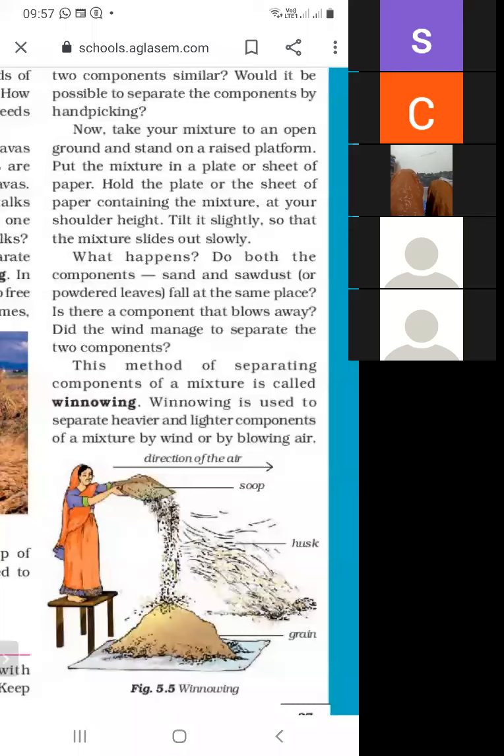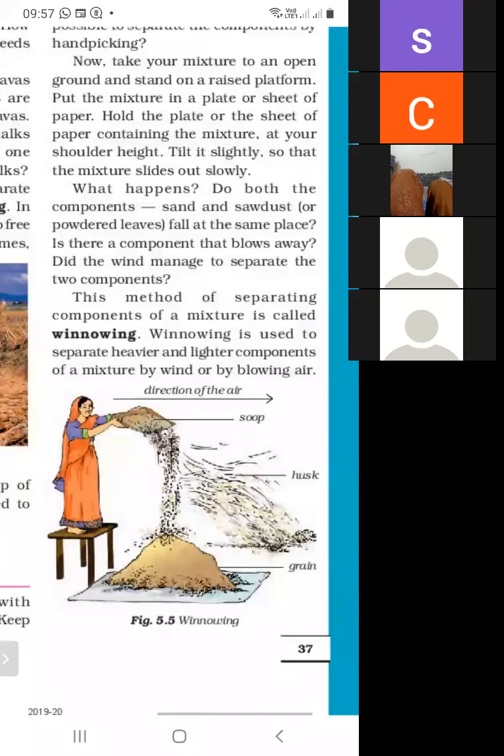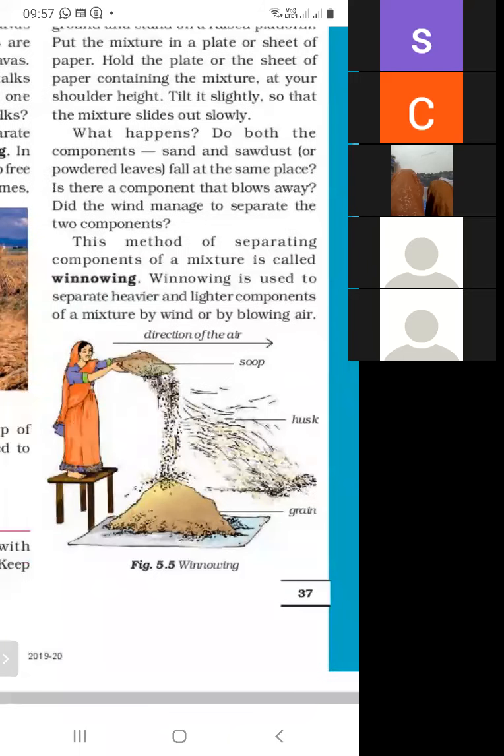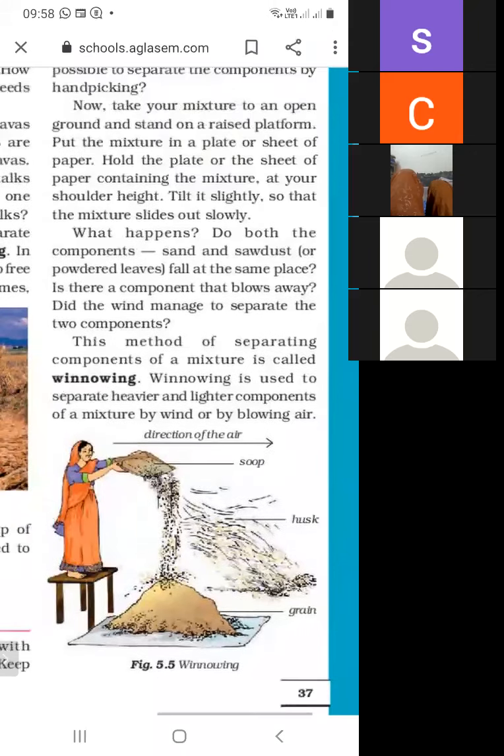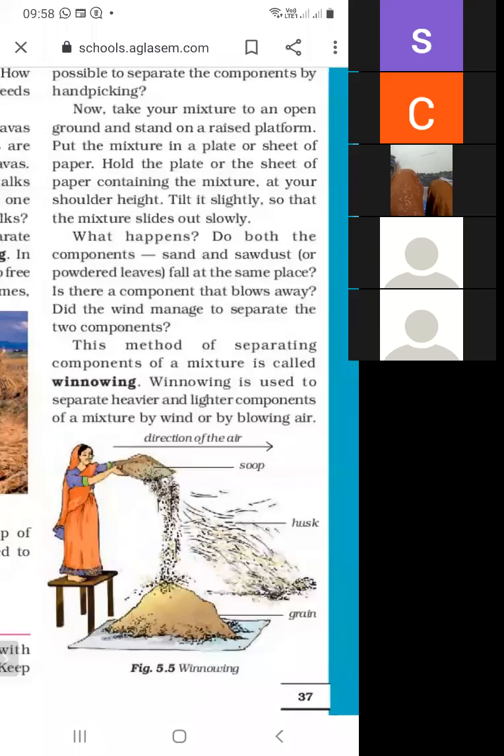Winnowing is used to separate heavier and lighter components of a mixture by the wind or by blowing air. The method of separating components of a mixture is called winnowing, and it is used to separate heavier and lighter components with the help of wind. So this is the process of winnowing.